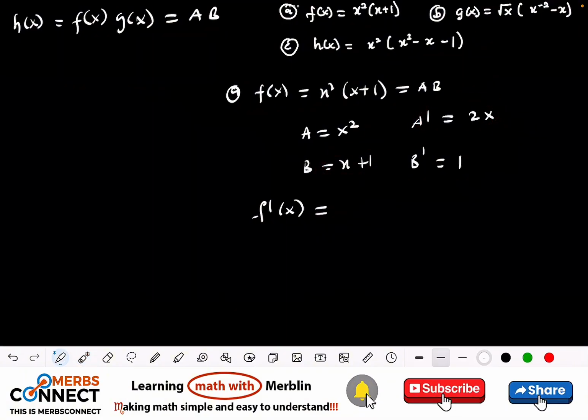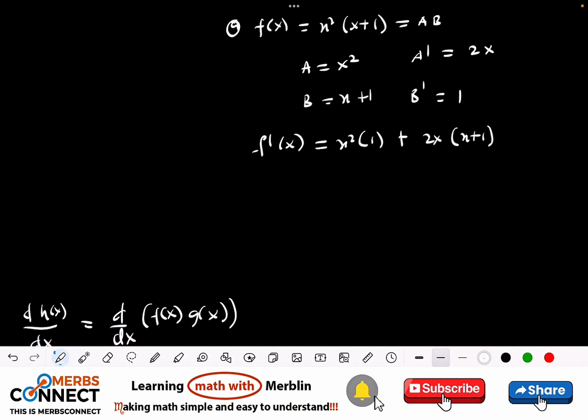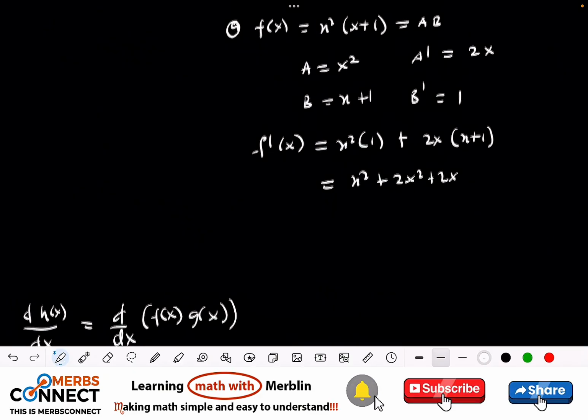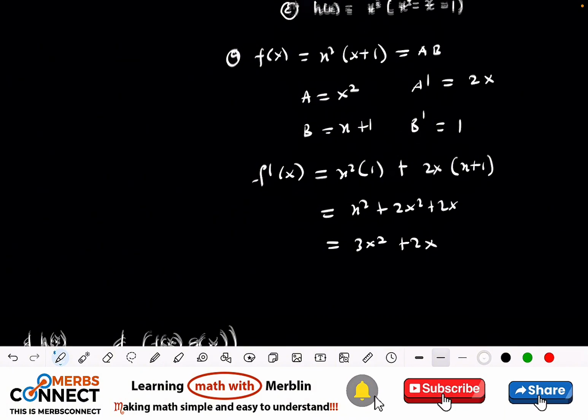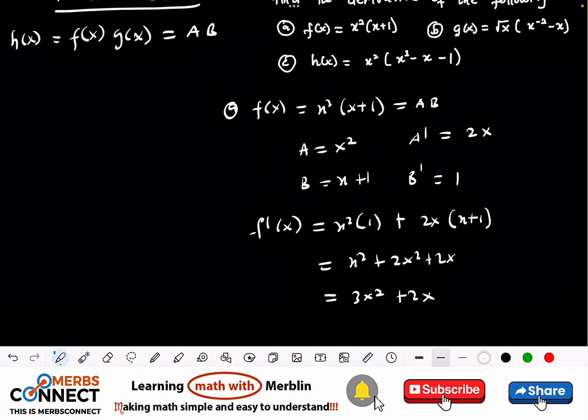So I'm going to have x squared times 1 plus 2x times x plus 1, which was the same as what we just did. So this is going to be x squared plus 2x squared plus 2x if I want to simplify, right? And this is going to give us 3x squared plus 2x, right? So this is what you are going to get at the end of the day.